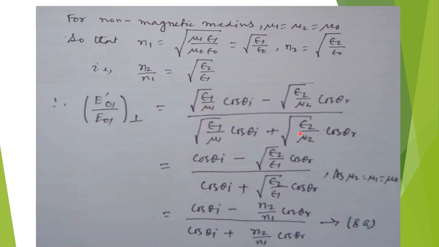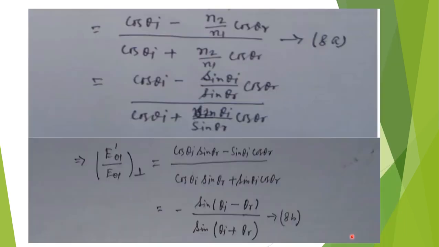Now here we consider μ1 = μ2 = μ0, so the μ terms cancel. Dividing the numerator and denominator by √ε1, we find (cos θi − √(ε2/ε1) cos θt) / (cos θi + √(ε2/ε1) cos θt). Since √(ε2/ε1) = n2/n1, this is (cos θi − (n2/n1) cos θt) / (cos θi + (n2/n1) cos θt). This is equation 8a.